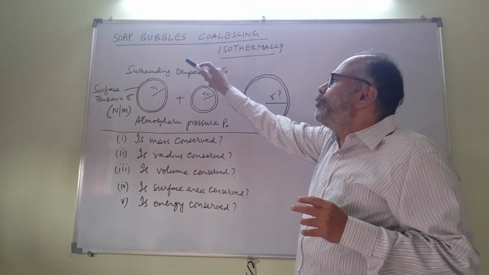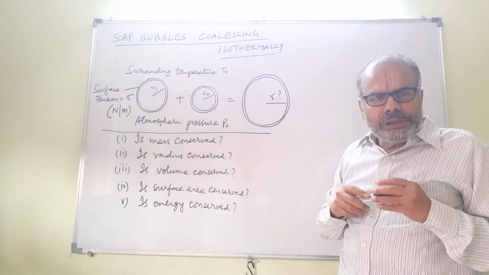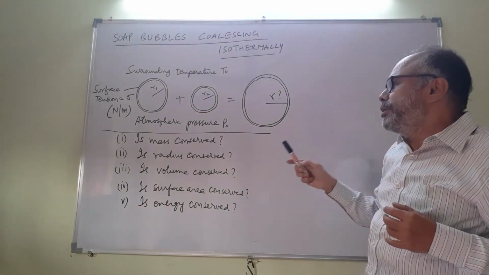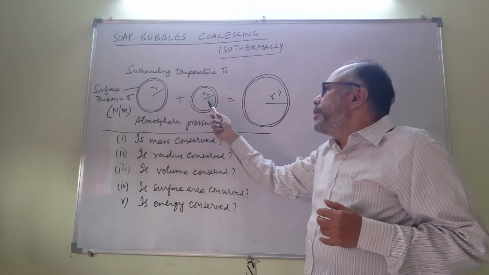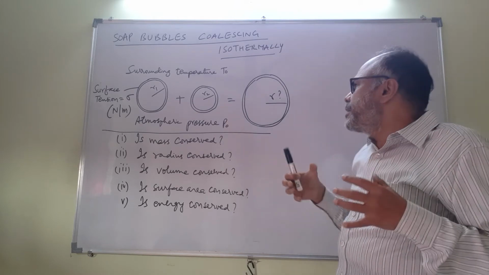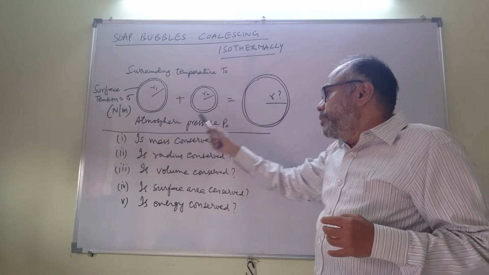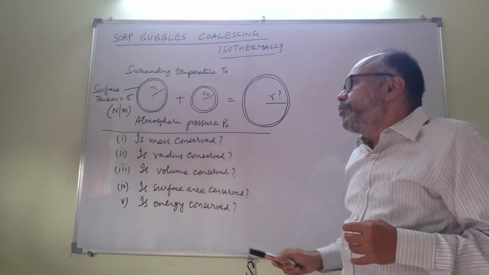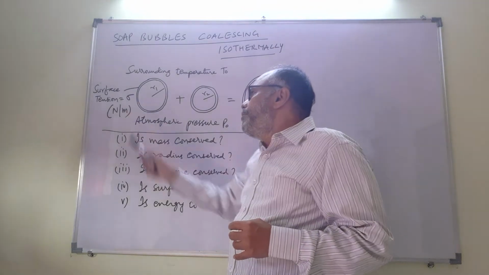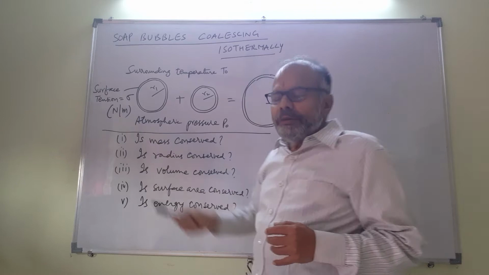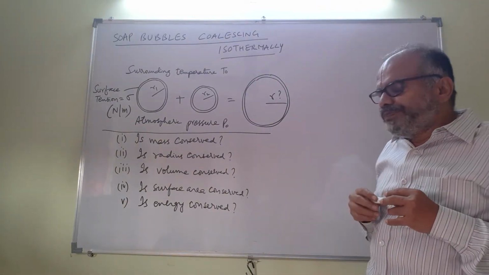In this video, we wish to see what happens when two soap bubbles coalesce isothermally. We have two bubbles of radius R1 and R2. They coalesce and form a single bubble of radius R. The surrounding temperature is T0, the atmospheric pressure is P0, and the surface tension of the soap film is sigma. It is given in Newton per meter. That is the unit of surface tension.